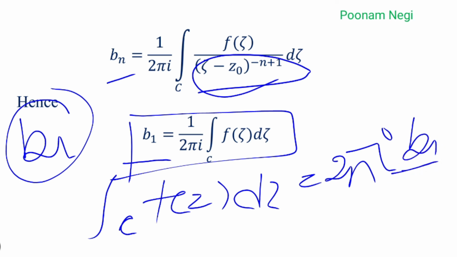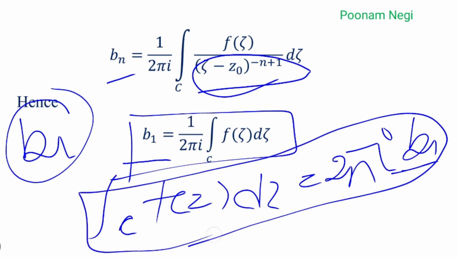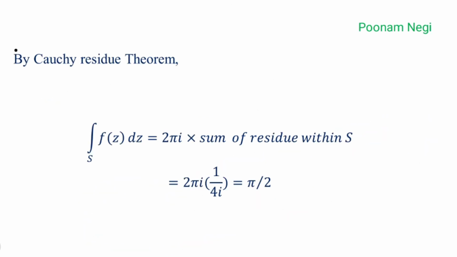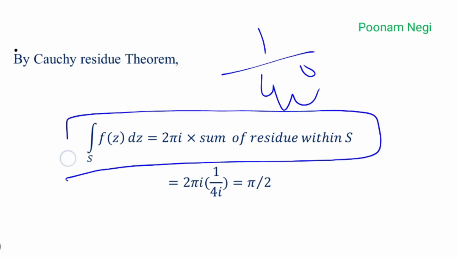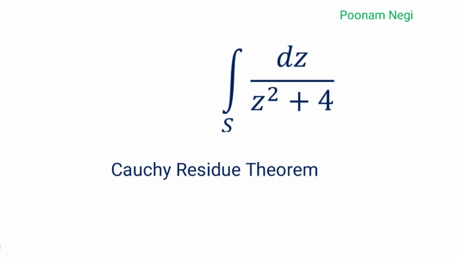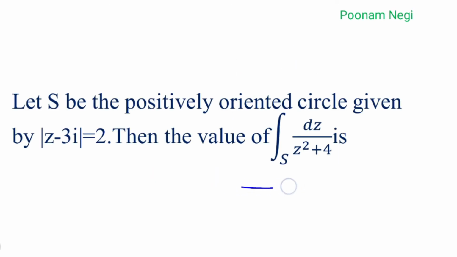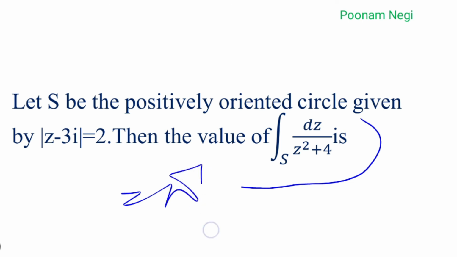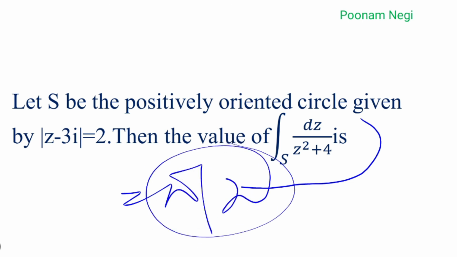Now we apply this formula to evaluate our final result. The residue was 1 upon 4i, and the final result will be 2 pi i into the sum of residues within S, which is 2 pi i into 1 upon 4i, and that comes out as pi by 2. Hence the value of this integral will be equal to pi by 2. This will be our final answer.